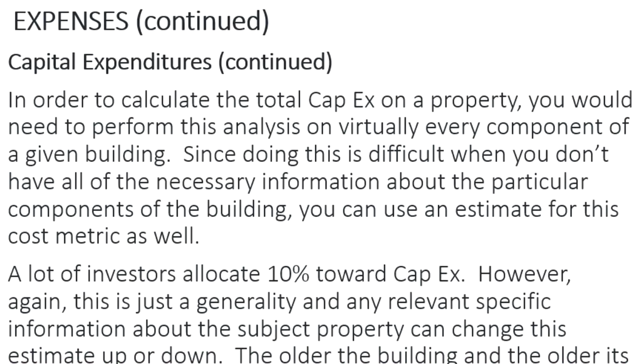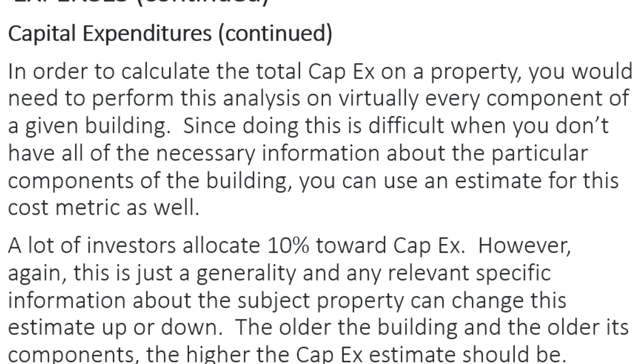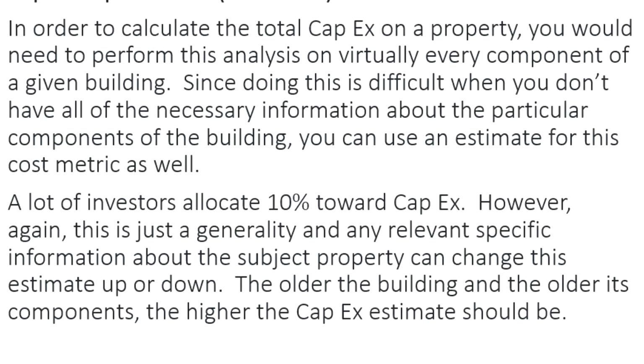Since doing this is difficult when you don't have all of the necessary information about the particular components of the building, and because it would take you an enormous amount of time to actually calculate this, you can use an estimate for this cost metric as well. Now, an estimate is never going to be as exact as actually doing the actual calculations based on specific data, but sometimes that's all you can do. So a lot of investors typically will allocate approximately 10% toward capital expenditures of a property's gross rental income.